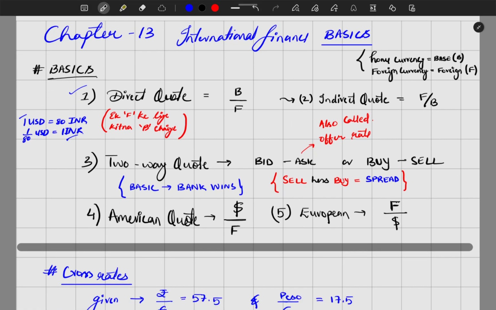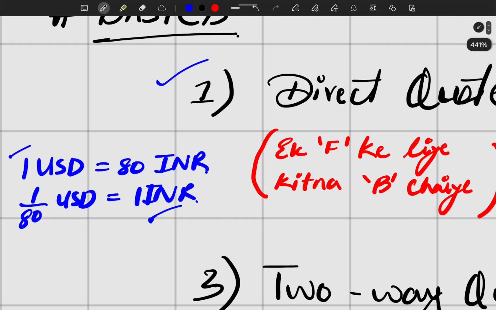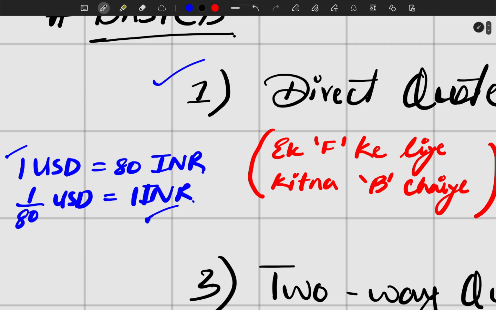Okay, yeah, let's start. International finance, the basics. The first thing is a direct quote. What do you mean by direct quote? Direct quote means, by giving one foreign currency, how many rupees can I convert to? That's the direct quote. So it means that for $1, how many INRs? If I say 1 USD equals 80 INR, that's the direct quote. But if I say the opposite, that 1 INR equals 1 by 80 USD, then it's the indirect quote.